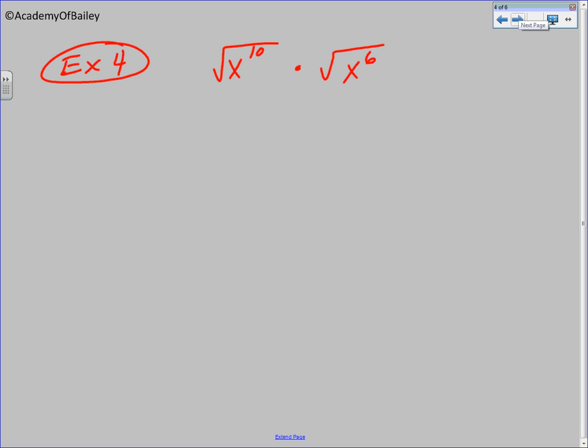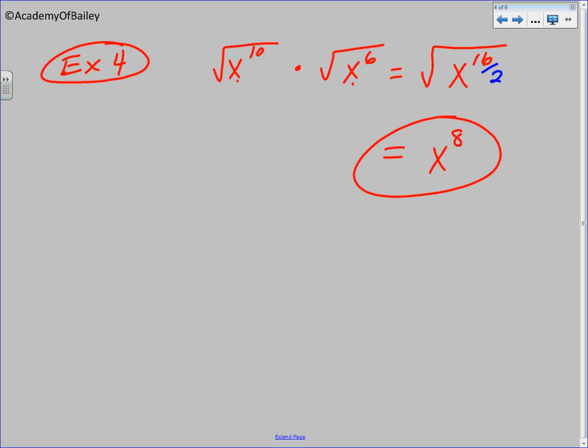Even though there's variables in there, it's still done the same way. They're both square roots, so your answer will be a square root. And x to the 10th times x to the 6th is x to the 16th. Now here's the thing, it's a square root, so we have to pull them out in pairs, right? In groups of 2. So how many pairs of x's can you pull out? You can pull out 8 pairs. And so x to the 8th power is the solution there.